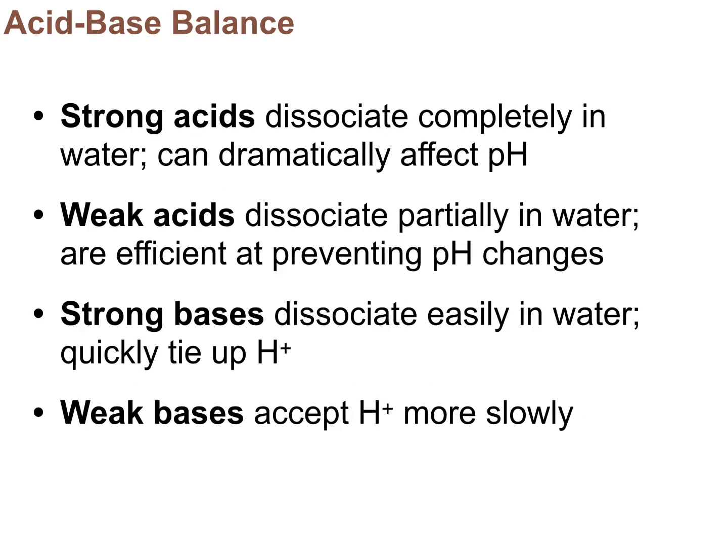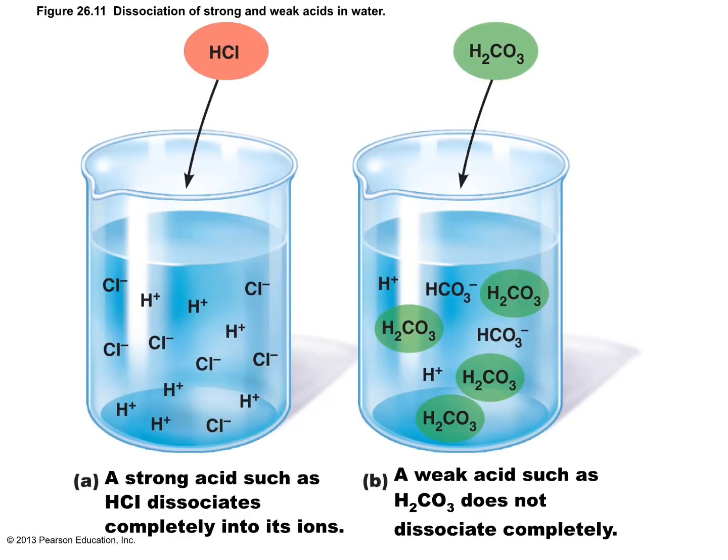Now, a principle: strong acids are going to dissociate completely in water, so they're going to have a big effect on pH. Why? Because they're releasing a lot more hydrogen ions. Weak acids release fewer hydrogen ions, so they only have a small shift. Strong bases are going to tie up lots of hydrogen ions, and weak bases tie up hydrogen ions more slowly. So what we want to do when we're buffering with the chemical buffer system is turn strong acids into weak acids and strong bases into weak bases. This picture is just showing you a strong acid like HCl giving lots of hydrogen ions, and then bicarbonate giving fewer hydrogen ions into the solution.